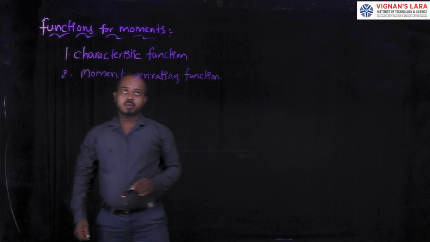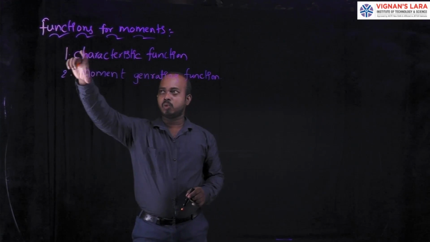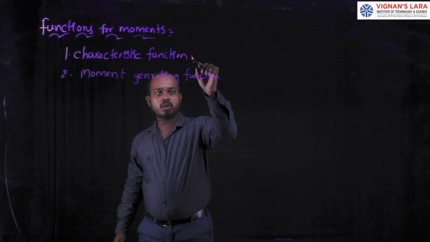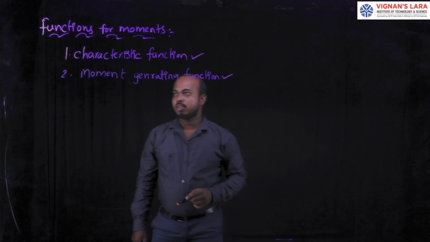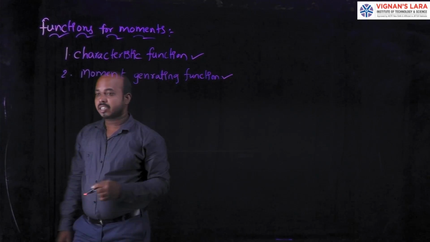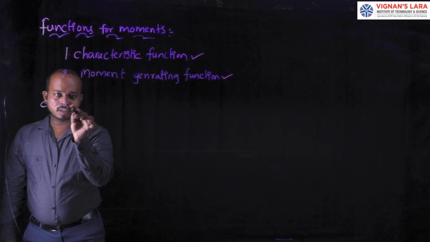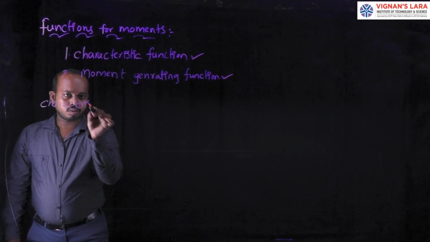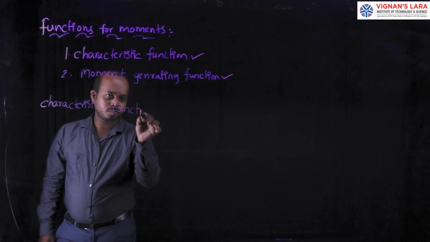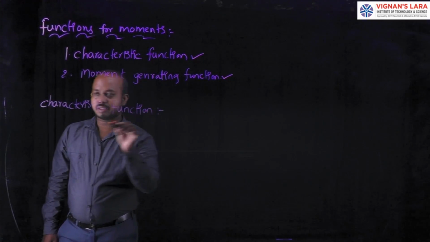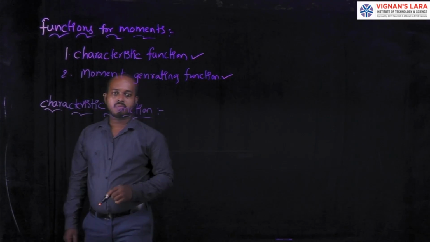For the functions of moments, we mainly have two types: one is the characteristic function and the second one is the moment generating function. Now we are discussing the characteristic function of a random variable, the characteristic function for moments of a random variable.